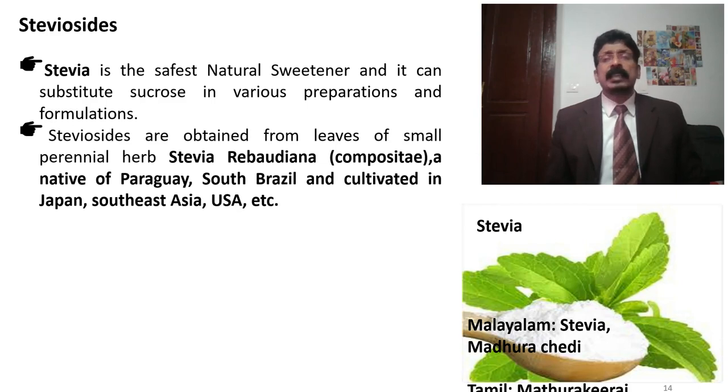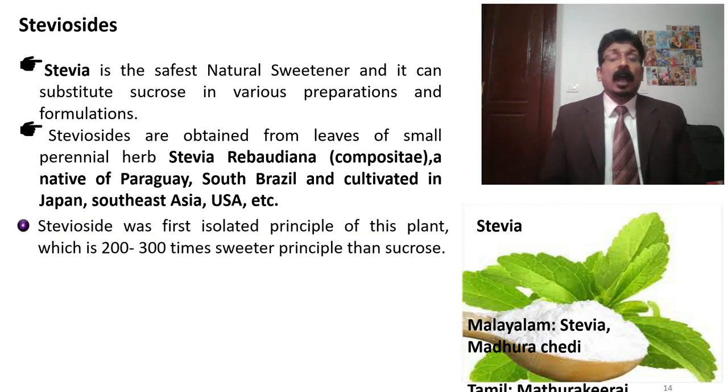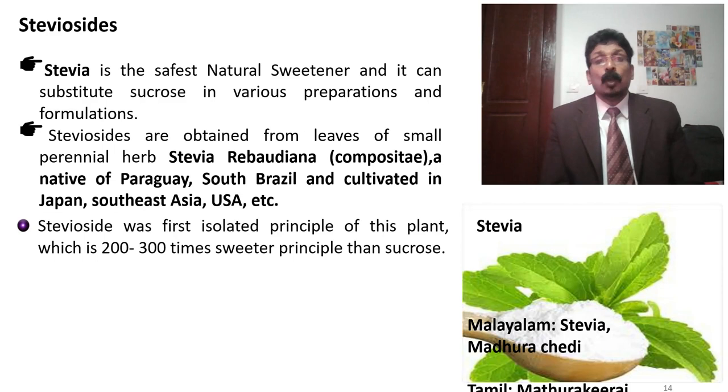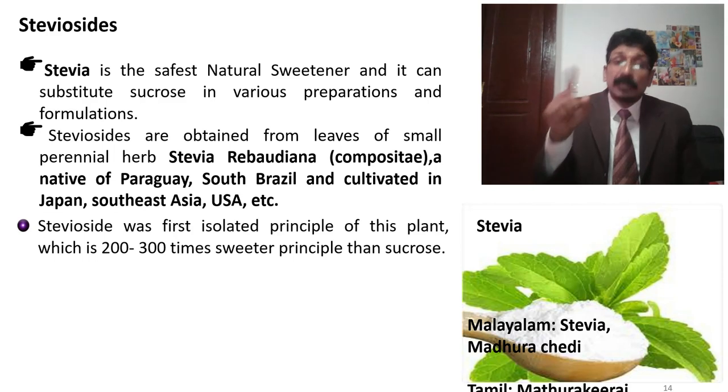Steviocytes are obtained from leaves of the small perennial herb Stevia rebaudiana, Compositae family, native to Paraguay, South Brazil, and cultivated in Japan, Southeast Asia, USA, etc. Steviocyte was the first isolated principle of this plant, which is 200 to 300 times sweeter than sucrose.